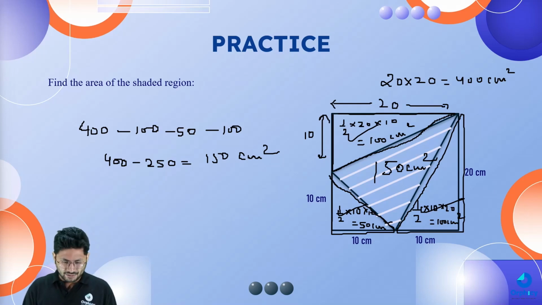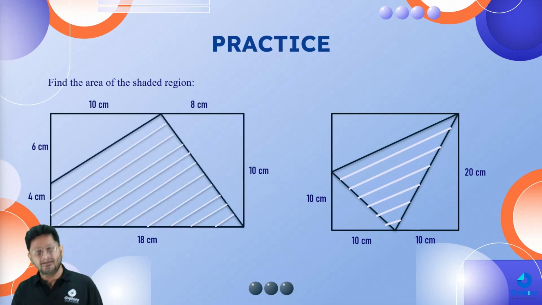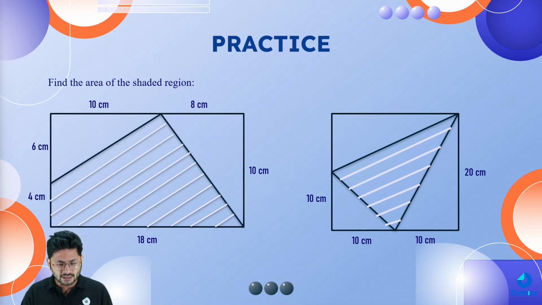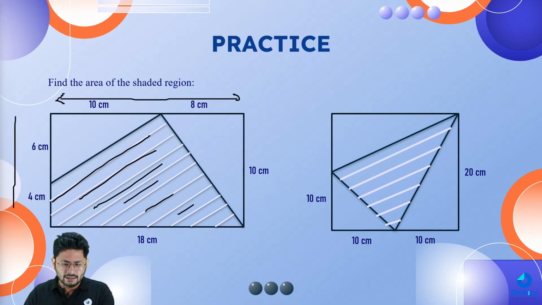Okay, perfect. Now let's move on to the last question, that is we have to find out what is the area of this particular shaded region. Okay, so first of all again we'll calculate the total area of the rectangle. So total area is 18 multiplied by 10, 6 plus 4 is 10 and 10 plus 8 is 18. So 18 into 10 that is 180 meter square.